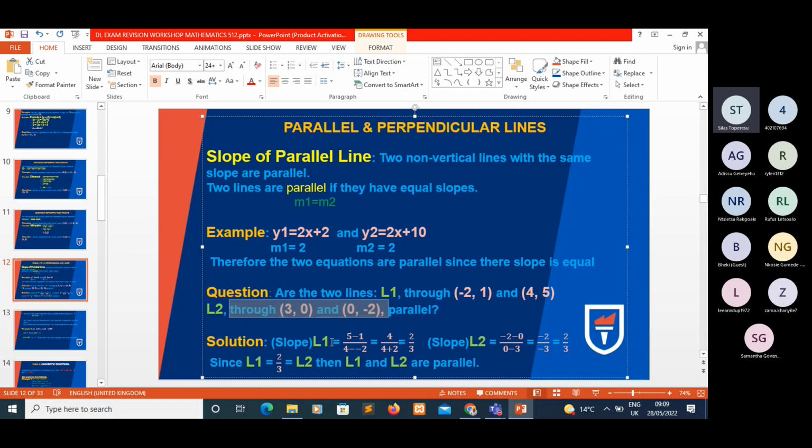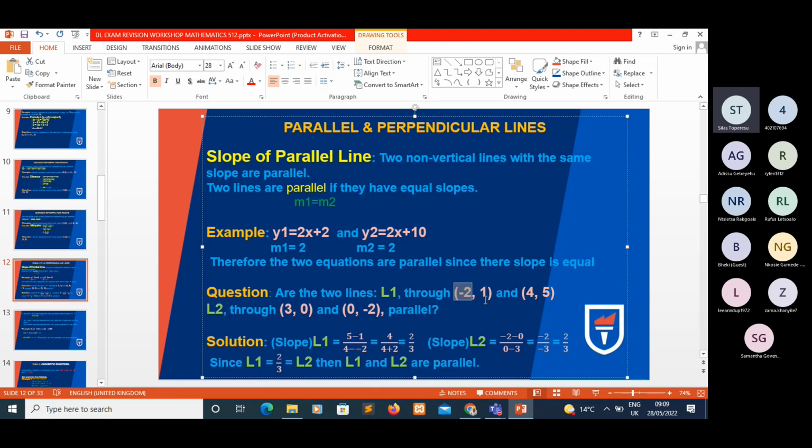So here I did the calculation. If you check my example, I have the slope of L1. You went through the process of calculating the slope already. How do you calculate the slope of L1 given 2 points? I simply say Y2 minus Y1 divided by X2 minus X1. That's what I'm doing here: 5 minus 1 divided by 4 minus 2.